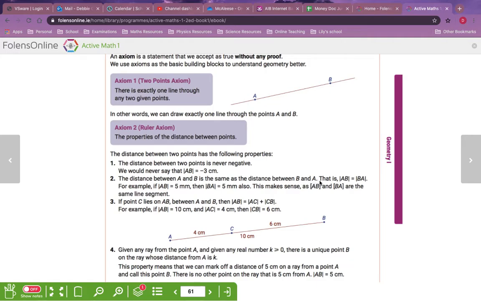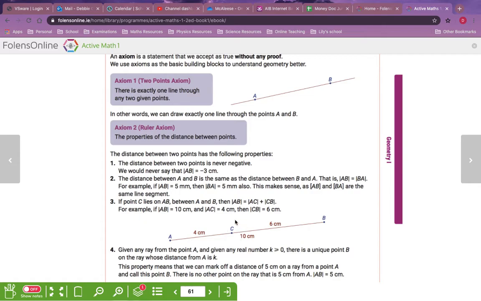So that essentially means, here's A and here's B. If I asked one person to measure with a ruler from A to B, and I asked someone else to measure from B to A, would they get the same answer? Yes. If point C lies on AB, then the distance from A to B is equal to AC plus CB.